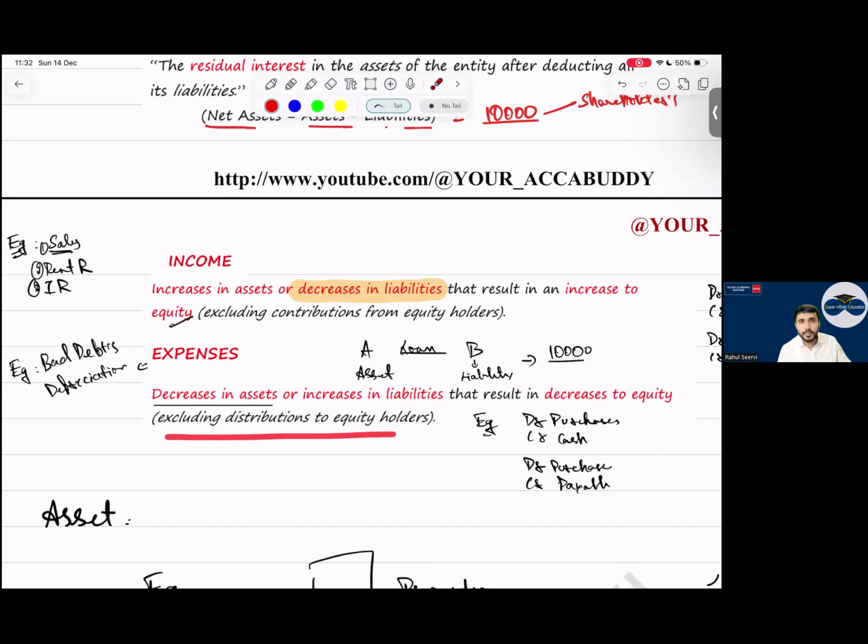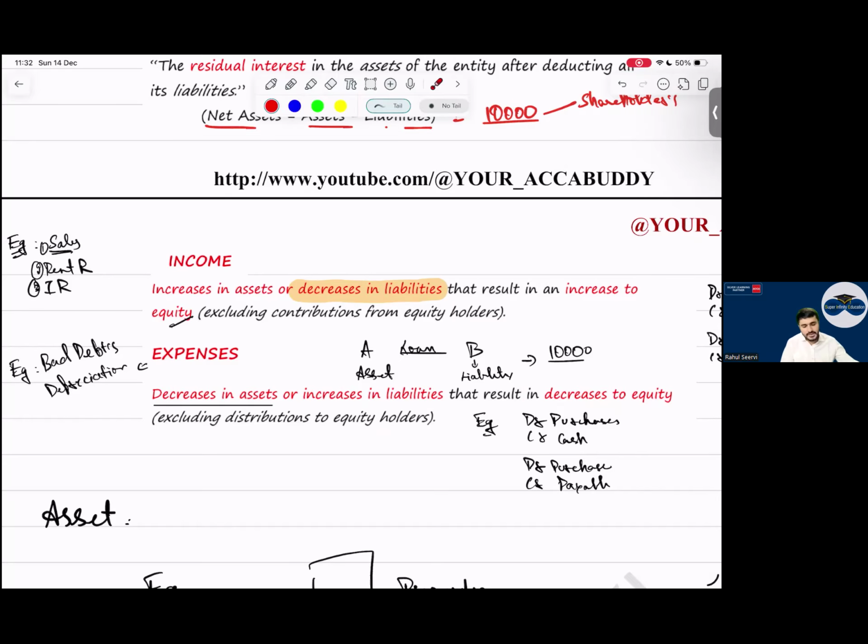Excluding distribution to equity holders. Will dividend be an expense? A question to everyone. Will dividend be an expense? No. Dividend is not an expense, Baba. Dividend is the distribution of profit. Even though when we pay dividend, the cash will come down, will it ever be an expense? No, sir. Because it's the distribution of profit.